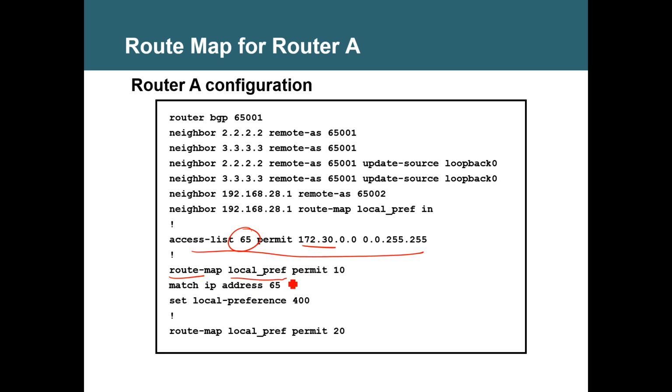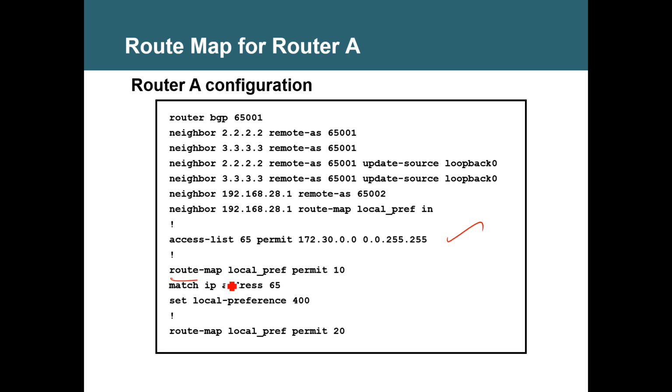Give any name. Try to give the name in capital letters so that you will know that this is not a command. This is a name. Even if you don't give permit, it is permit by default. Even if you don't give any number, it is 10. But when you write another route map with the same name, you have to put the number 20, saying this is after that. Now, we have written an access list.